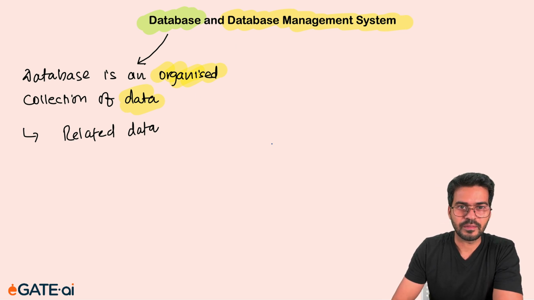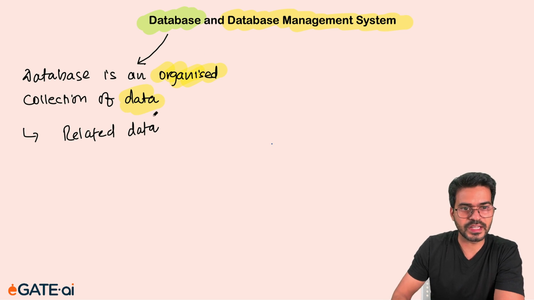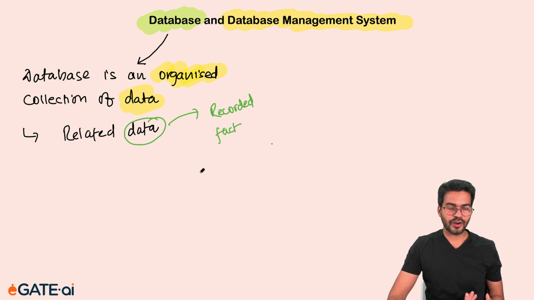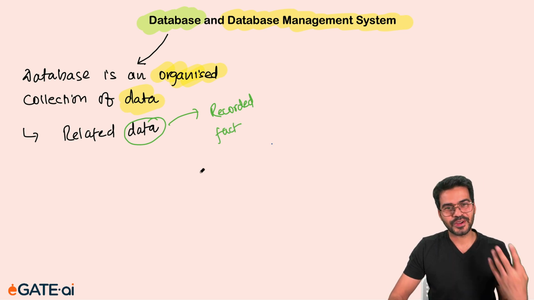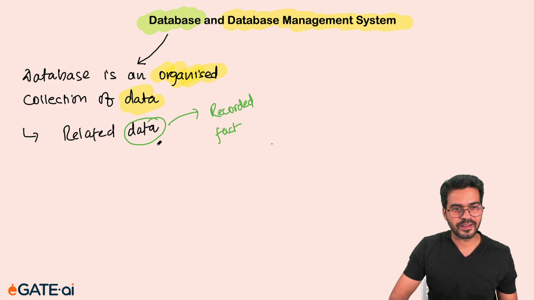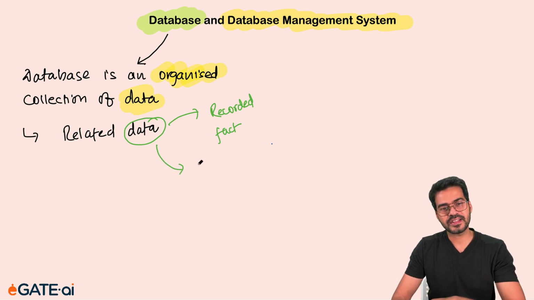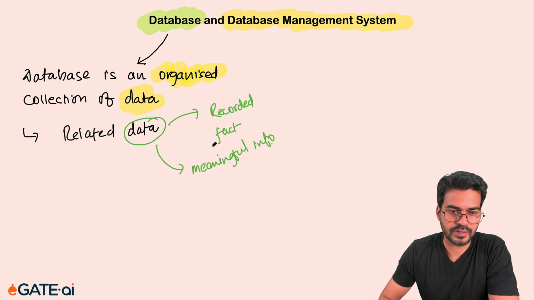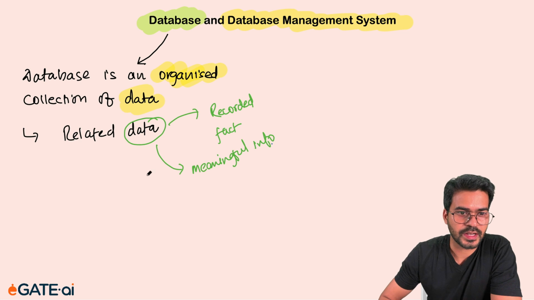Now one thing to understand here is: what is this data? What is data? Data is basically recorded fact, right? So let's write it down. And what is recorded fact? Recorded fact is basically, you can understand it as meaningful information. So we write it as meaningful information, right? So this is basically your data.